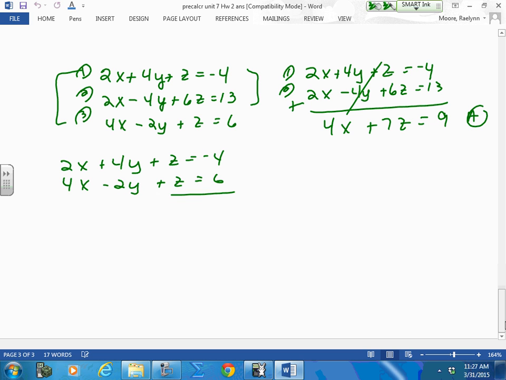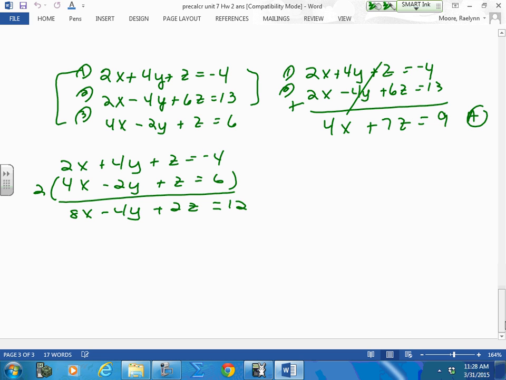But I notice that if I add these down, my y's are not going to cancel. So Justin, what could I multiply the bottom one by to make the y's cancel out? Not a negative, just 2. Good. So we're going to multiply this guy by 2. We're going to get 8x minus 4y plus 2z all the way across.